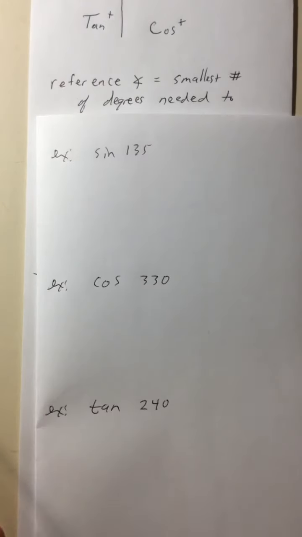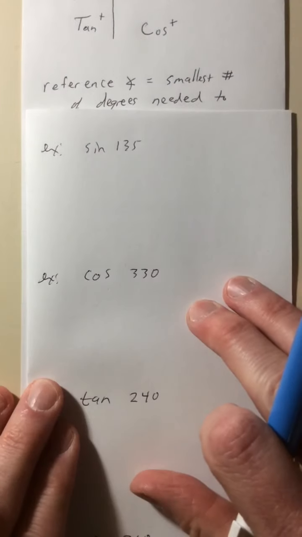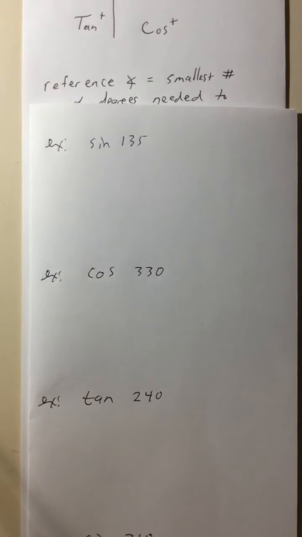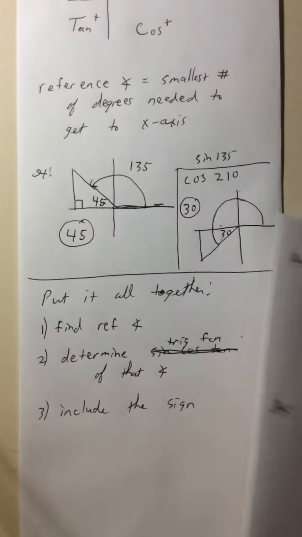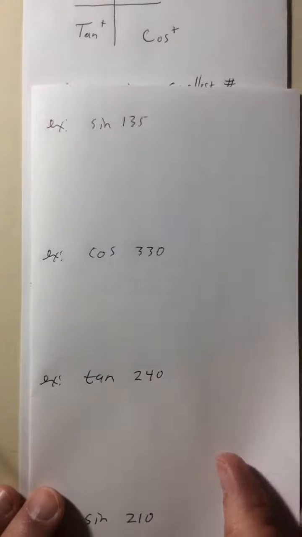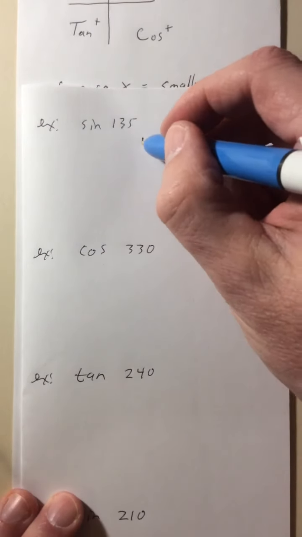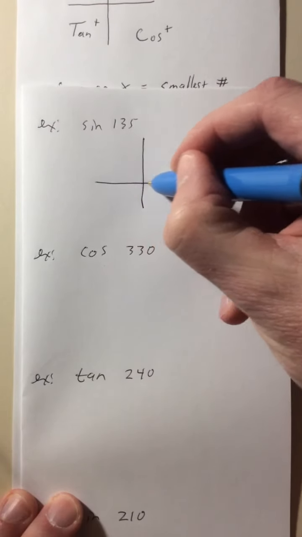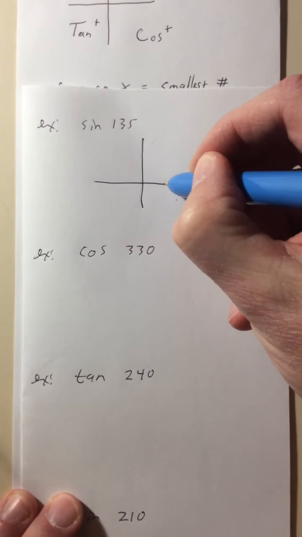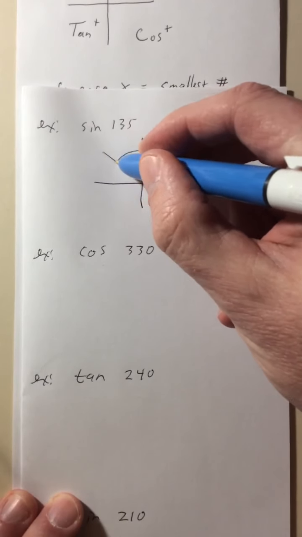So we want to do the sine of 135. According to our steps right here, step 1 is to figure out what is the reference angle. So for the reference angle, I'm going to draw the diagram here first, but again, we should be able to start to figure this out without diagrams. So 135 degrees, we actually already talked about it. So we're going to start right here. This is 90, 45 more gets us to there.